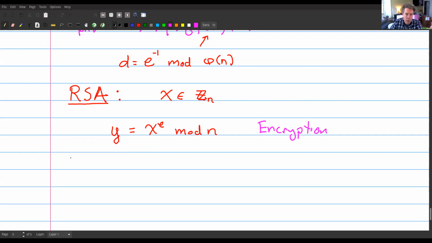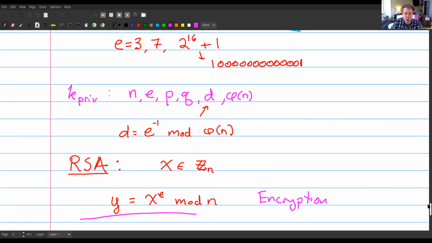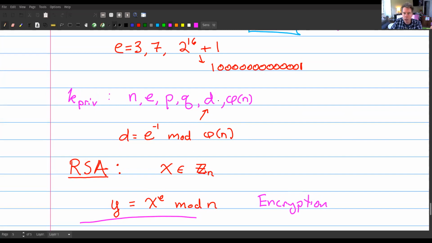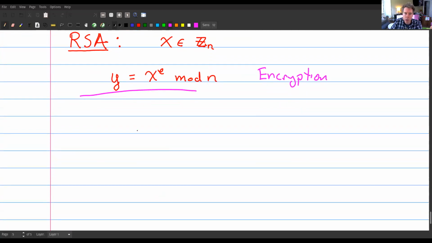So now how do you decrypt? Well, only somebody with the private key should be able to decrypt. So it must involve one of these secrets here. So the way you decrypt is, to get X back, you just do Y to the D mod n. And so this Y^D is the same thing as X to the E to the D mod n.